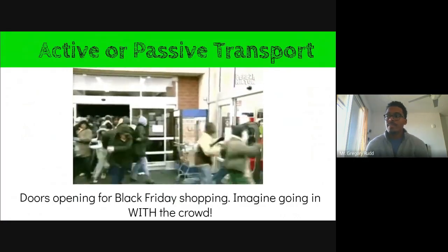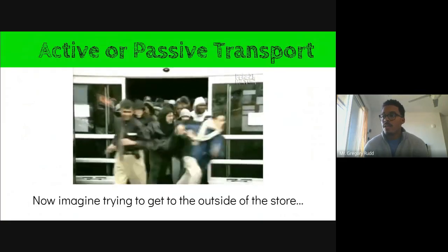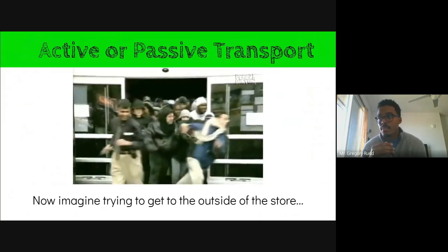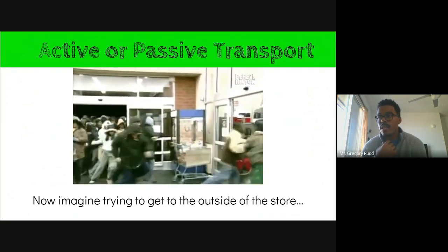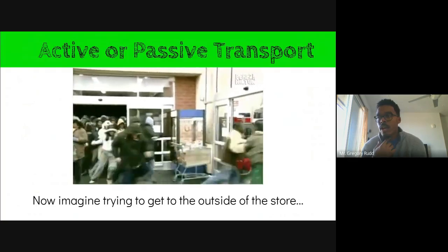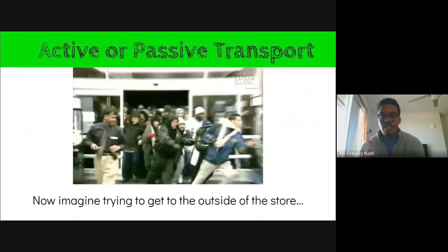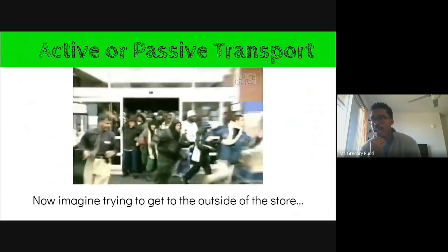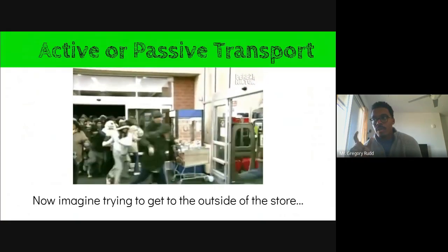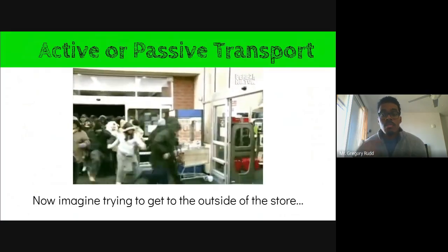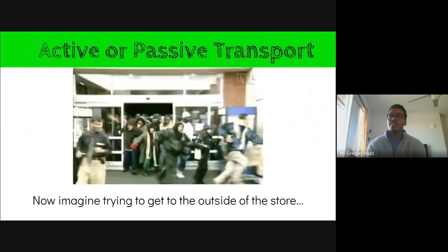So that's passive. But if you're going the other way, you're trying to get outside. Let's say this employee who kind of runs out of the way, let's say he was trying to get outside the store. That's going to require huge amounts of energy to kind of shove your way through people to avoid getting knocked over. So that would be active transport. You're moving from a region that is low density, low concentration, to a region of higher density where it's clearly very crowded outside of the store.